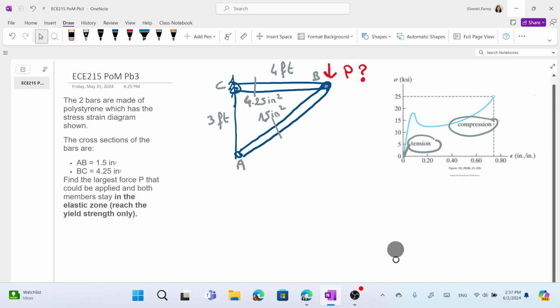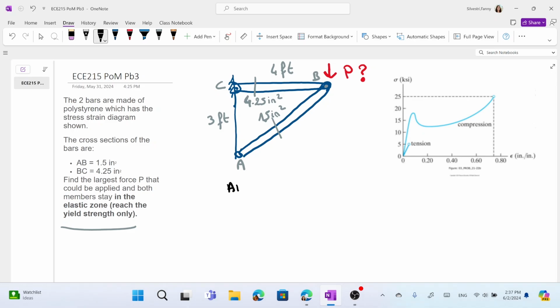So we can imagine that the force in BC is way larger than in BA, and that's why the section of BC is larger, so we decrease the stresses. The question is, what is the maximum force P that we can apply to that structure? We stay in the elastic zone. Just be careful, I twisted the problem a little bit, and I want you to stay in the elastic zone. So we will do in parallel all the calculations for the bar AB and the bar BC.